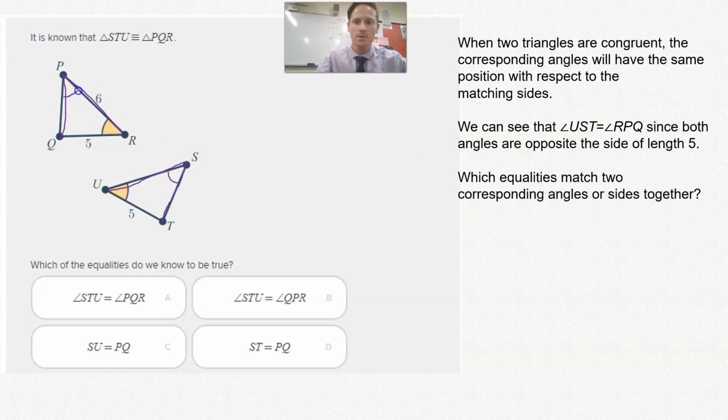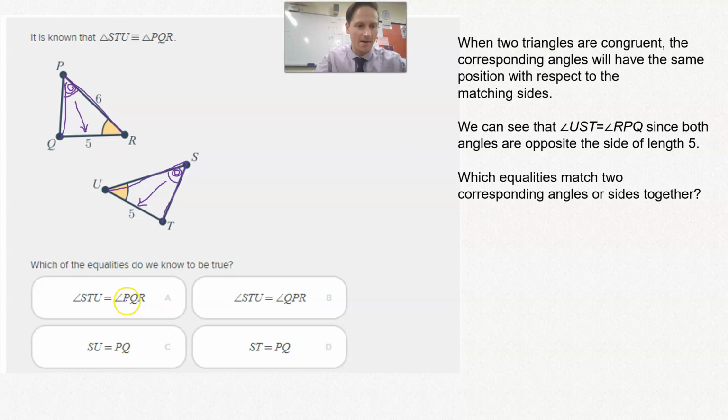RPQ. Since both angles are opposite to the side of length 5, essentially what I'm saying is we know that they're congruent. The 5 is on this side, that's already labelled. So therefore, that opposite angle there is going to be equal to this angle here, which is opposite. So UST and RPQ, that's on there somewhere.